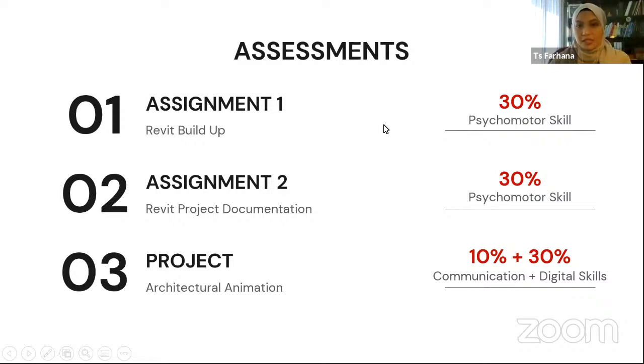Even though assignment one is actually 5 to 7 weeks and this one is 2 weeks, to produce assignment two you need to have assignment one. So both are 30%, and then the project is 40%. 10% is on communication and 30% on digital skill. Actually, in the timeline, digital skill comes first and then communication.